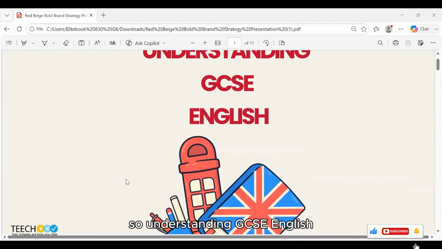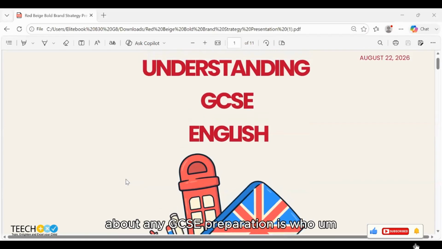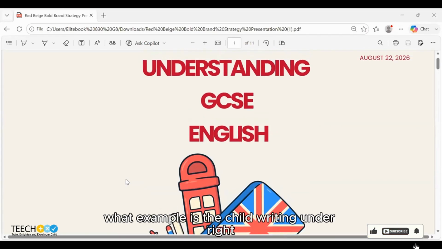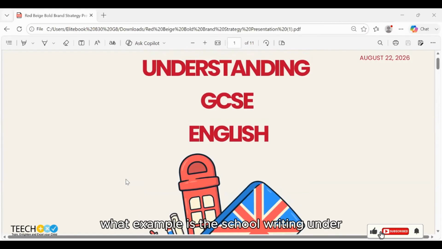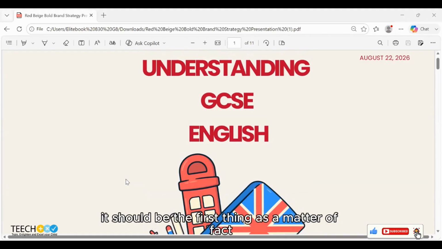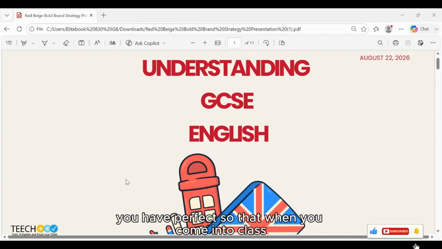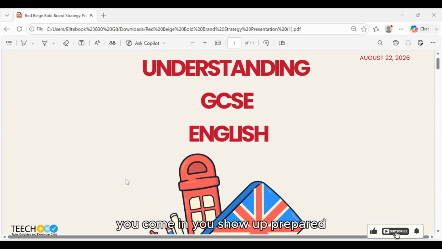So, understanding GCSE English, of course, we've said that time and time again. The first thing you need to know about any GCSE preparation is what exam board is the child writing under, right? What exam board is the school writing under? You find that out from the parents, you find that out from the child. It should be the first thing. As a matter of fact, if you can find that out before the first class you have, perfect. So that when you come into class, you show up prepared.